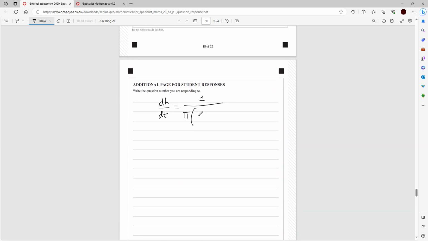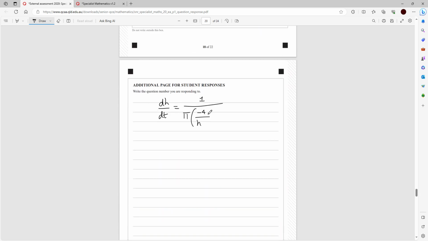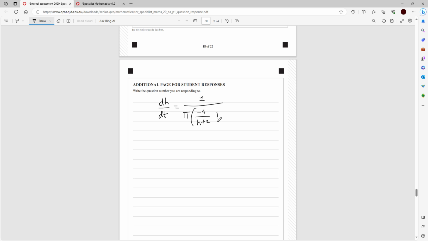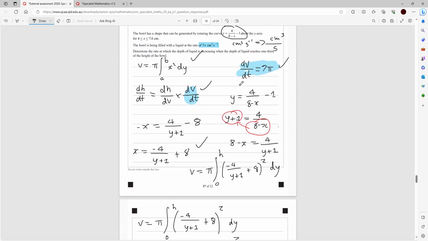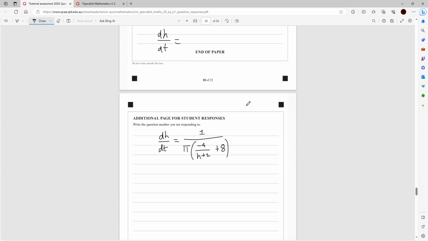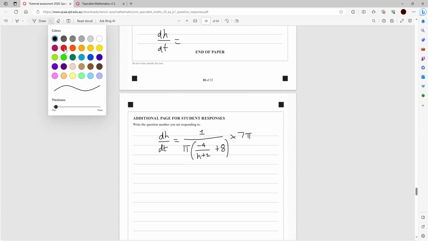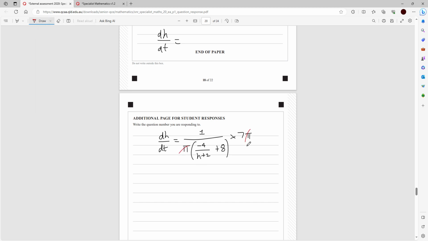Negative 4 on h plus 1 plus 8 times dV/dt, which is 7 pi. Oh look, the pi's cancel, that's nice. So if you can see there, that will cancel with that. So I can rewrite this whole thing, dh/dt is equal to 7 on all this here.